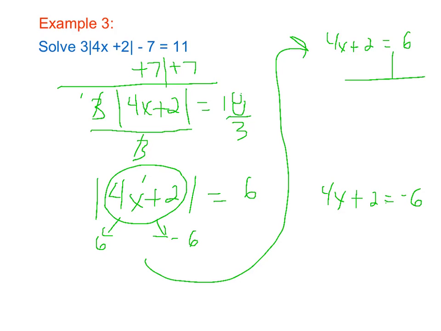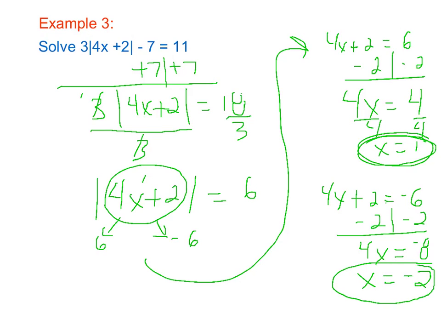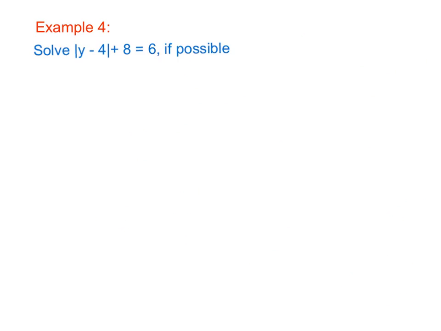So solving this one, going minus 2 on both sides, we have 4x equals 4, divide by 4. So x could equal 1. That's one of the possibilities. If we solve this one here, subtract 2 on both sides, we have 4x equal to negative 8, which means x can also equal negative 2. Okay, so those are 2 answers for that one.